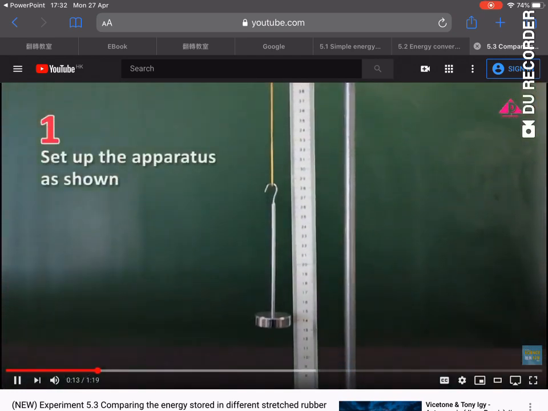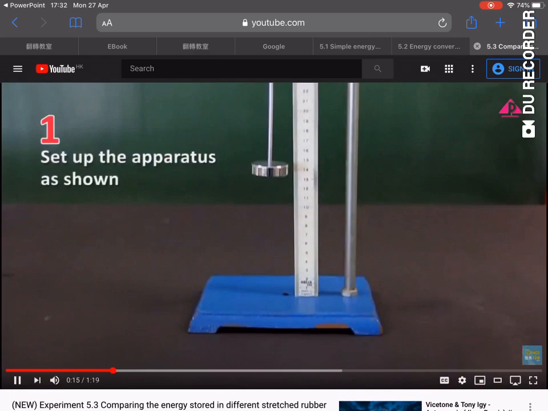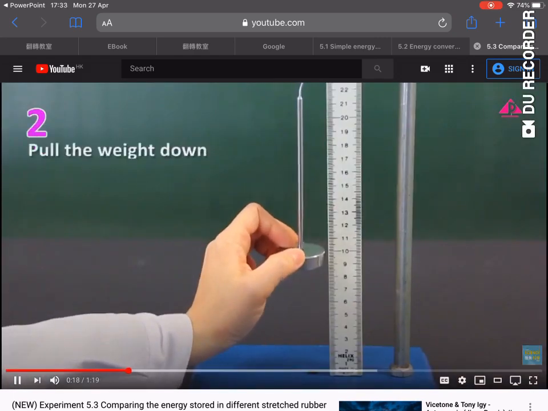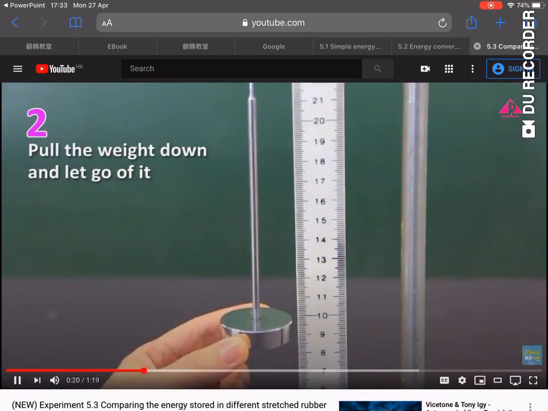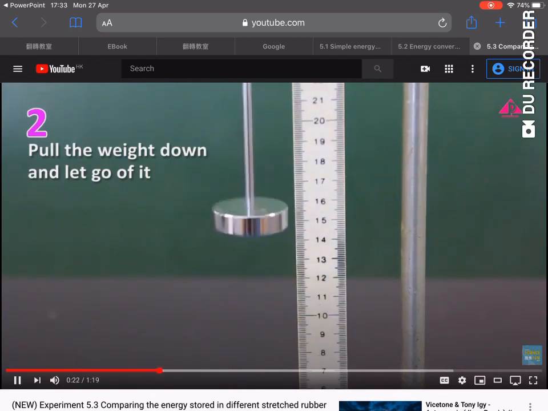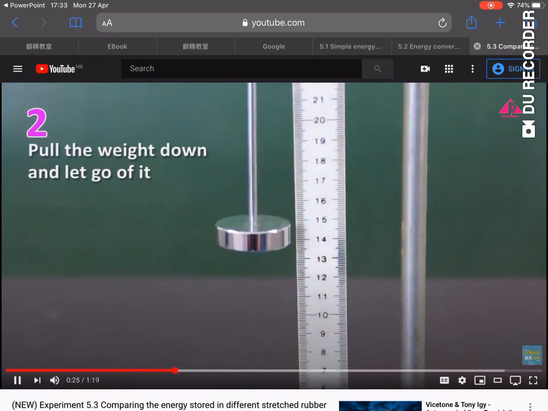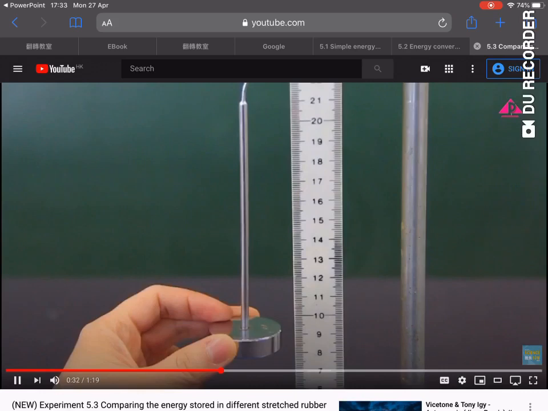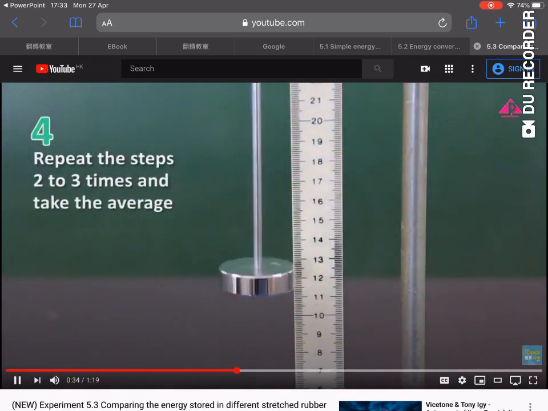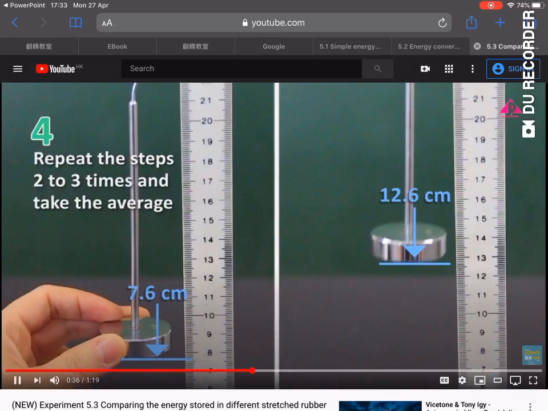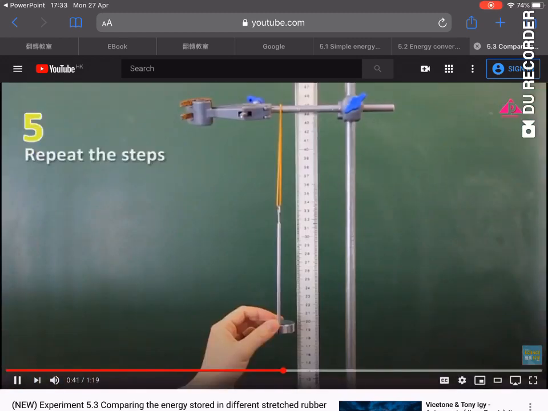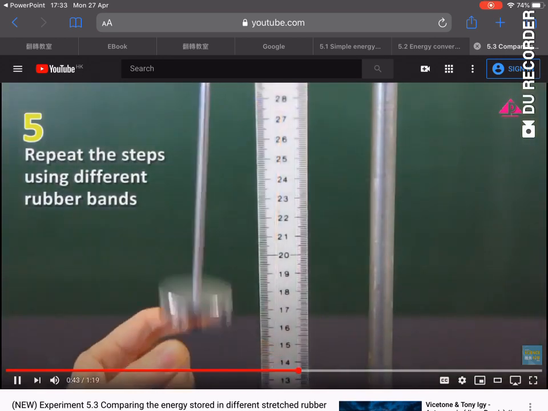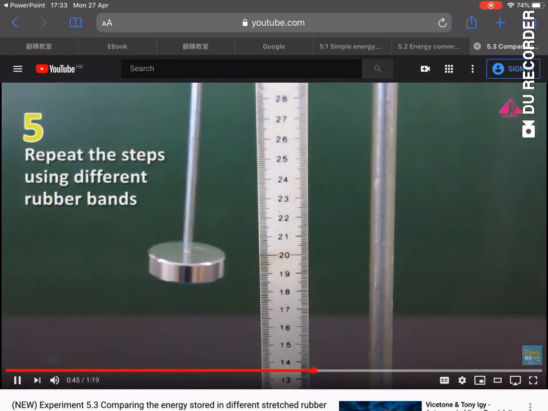Set up the apparatus as shown. Pull the weight down and let go of it. Record the distance the weight travels. Repeat the steps 2 to 3 times and take the average. Repeat the steps using different rubber bands.